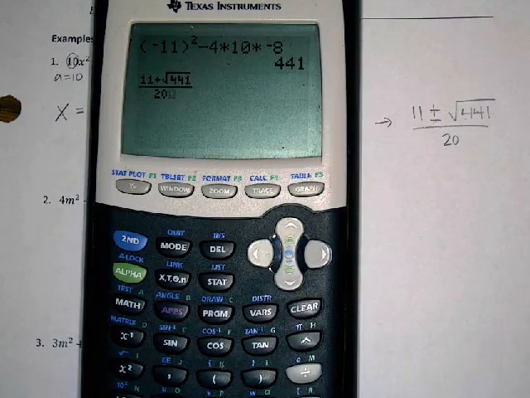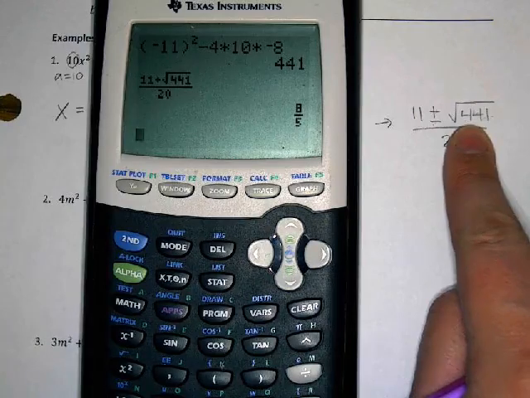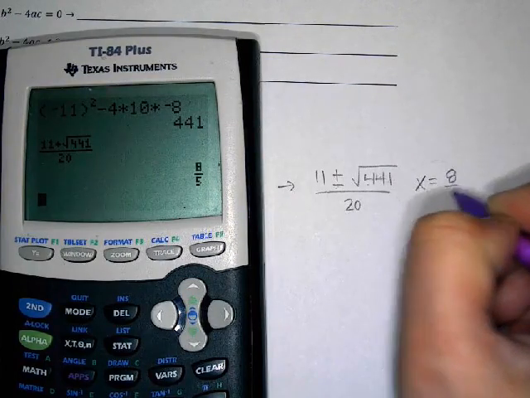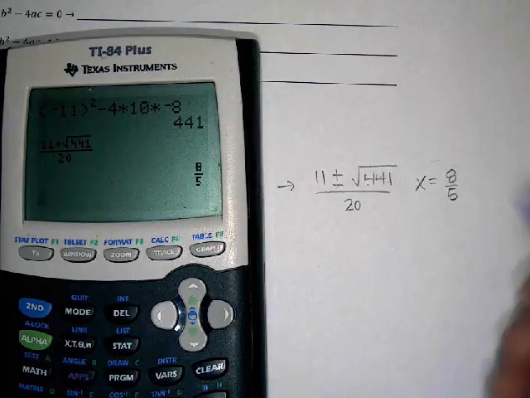Okay, and we're going to get a decimal. Can somebody tell me what decimal they got? Oh, it was a fraction? Ooh, so that means that 441 is a perfect square. That's kind of cool. Okay, so our answer, x equals 8/5. That's neat. Okay, x equals 8/5.